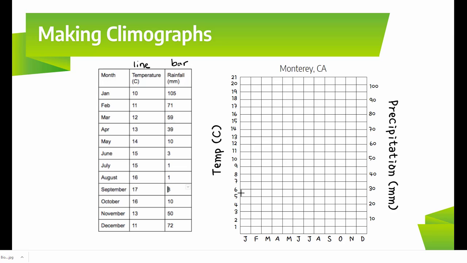I'm going to start with the temperature. So in January, my temperature is 10 degrees Celsius. February, it was 11. And I'm going to keep going, making my graph. When I'm done, I'm going to connect my lines.